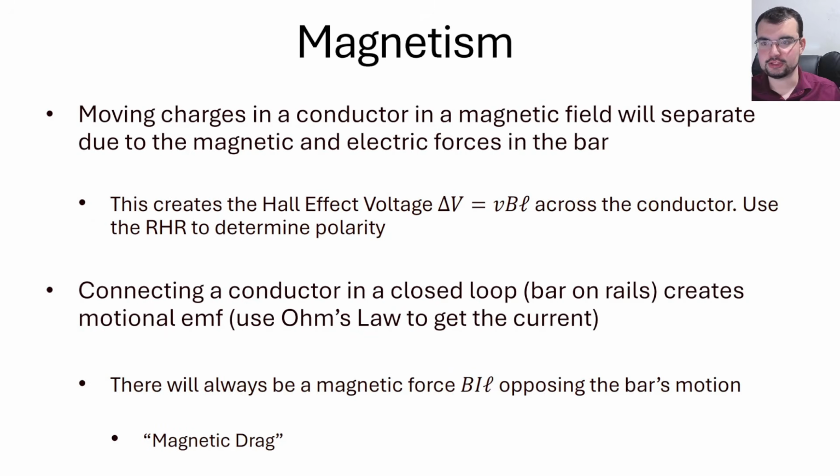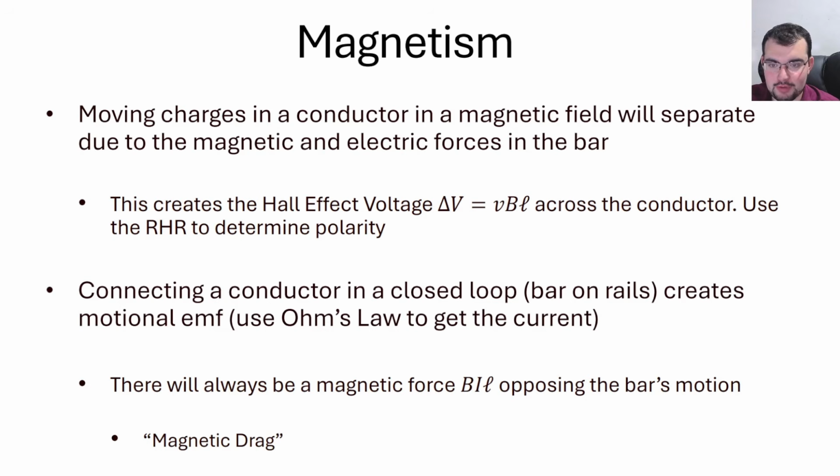Now, if you have moving charges in a conductor, so this is anything with width or length, the magnetic field, due to that QVB force, actually separates charges. And the charges separate until there's an E field in the bar to actually counter that magnetic force. And this gives a voltage that we call the Hall effect voltage or the motional EMF voltage, VBL, where L is the distance perpendicular to the motion.